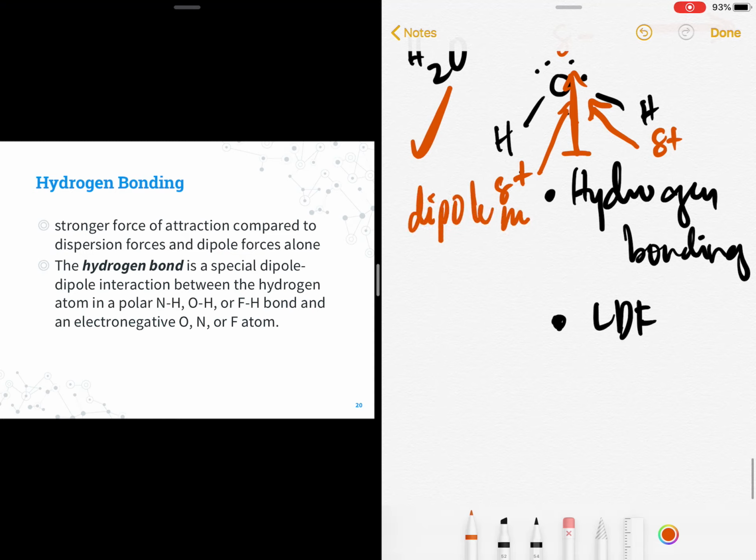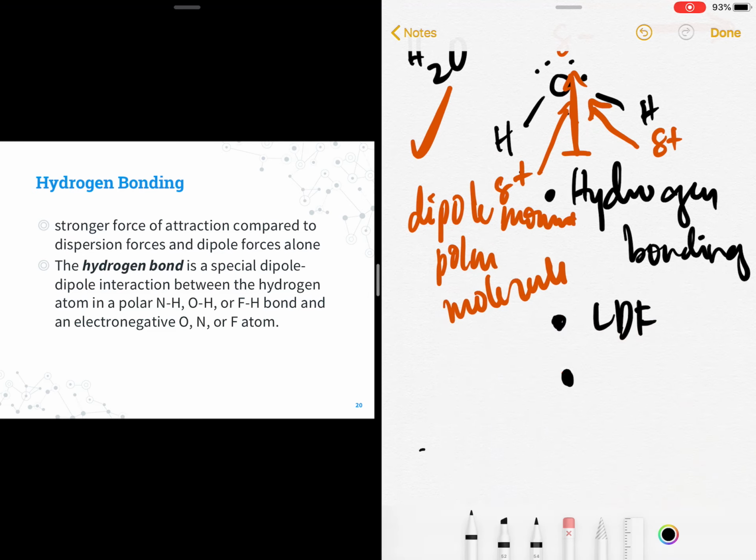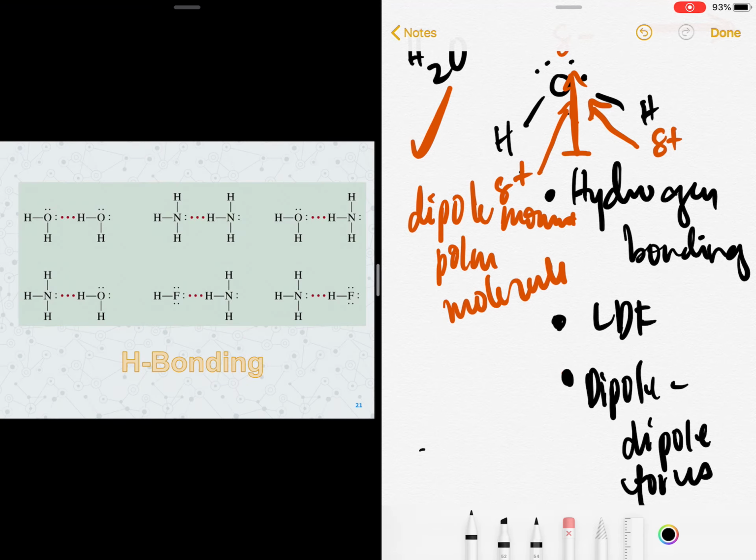So dahil ito ay dipole moment, ito ay polar molecule. Ayan. So dahil siya ay polar molecule, meron din siyang dipole-dipole forces. So, it is very important actually na matutunan nyo yung skill how to identify polar and non-polar molecules.